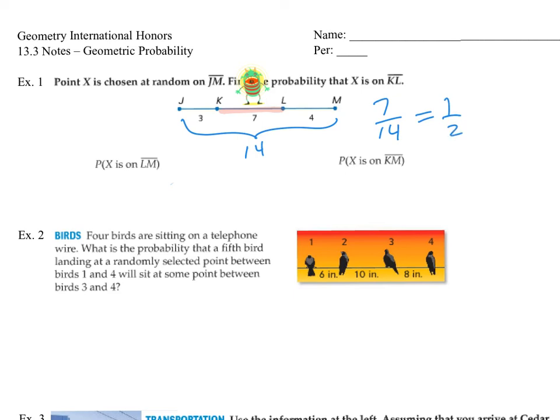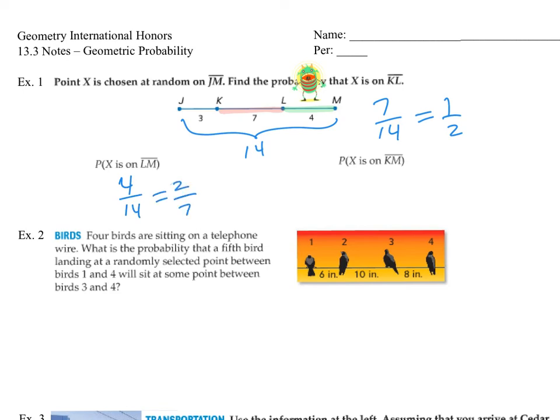All right, how about this example? This example says, what is the probability that X is going to land on LM? So what if the bug takes off and he flies around, he's going to land on segment JM. What is the probability that he'll land right here on LM? So let me highlight that a different color. Let's make it green. So what is the probability that he's going to land in the green part of segment JM? So that would be a probability of 4 out of 14, which reduces to 2/7.